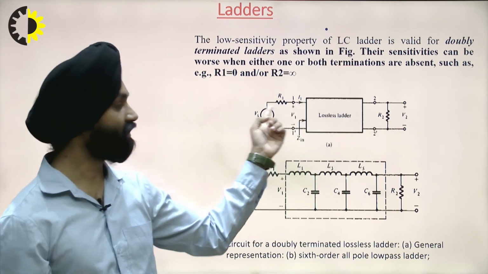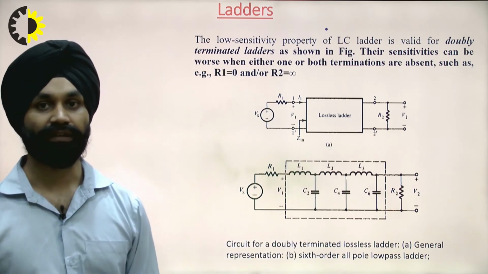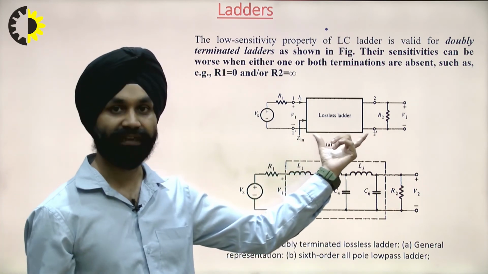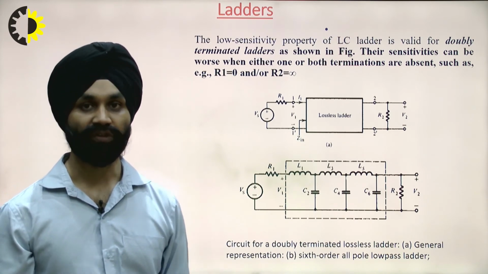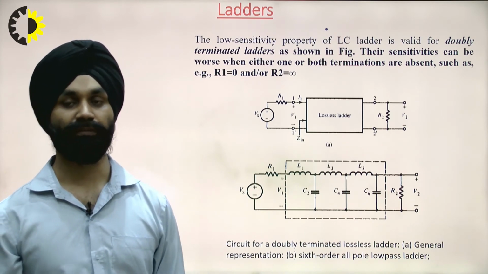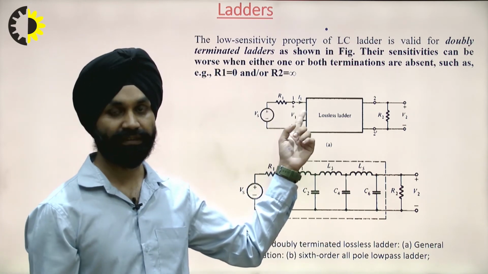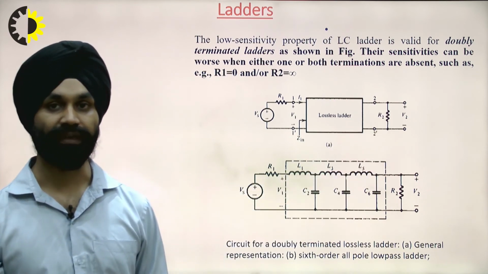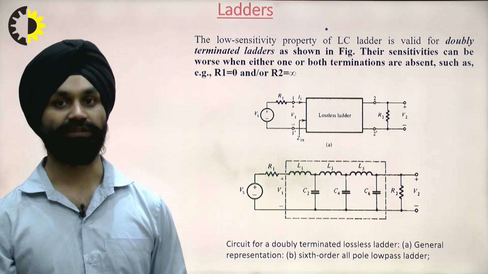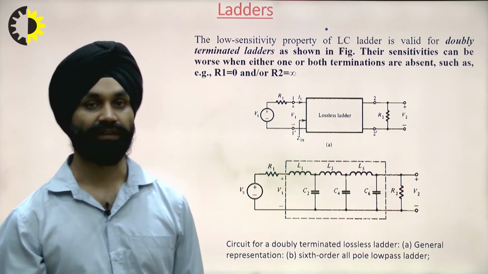R1 is in series and R2 is in parallel to the ladder circuit. This ladder circuit is lossless, meaning it is a combination of purely lossless L and C components. R1 is the series input resistance and the output resistance is parallel to the 2' terminal, the load resistance. This is known as the ladder circuit.